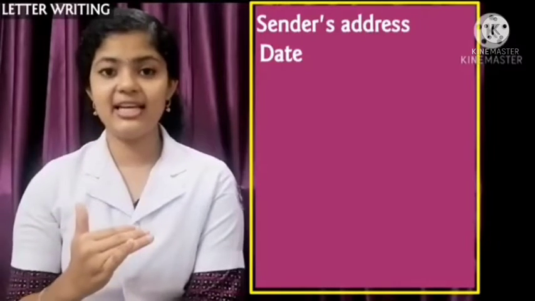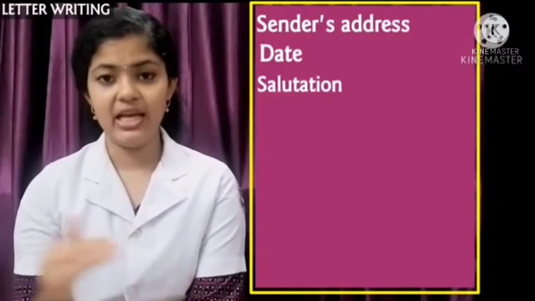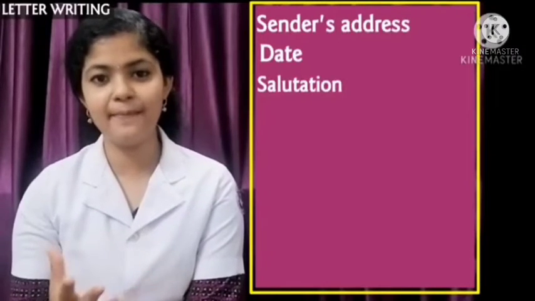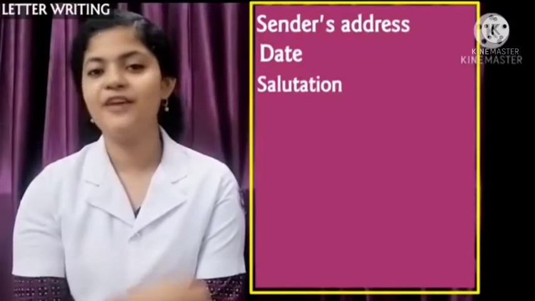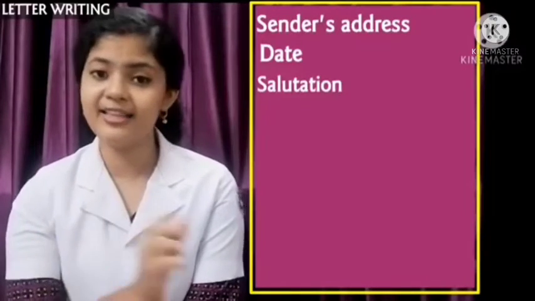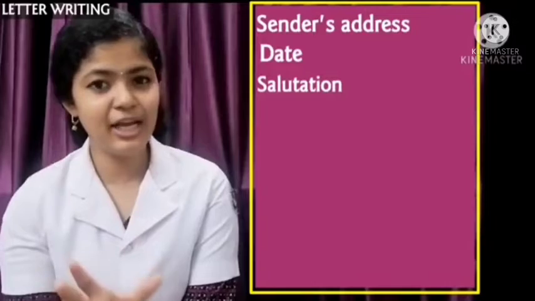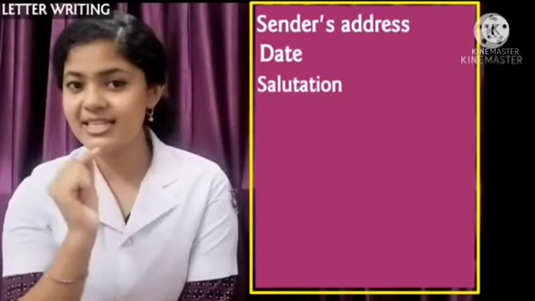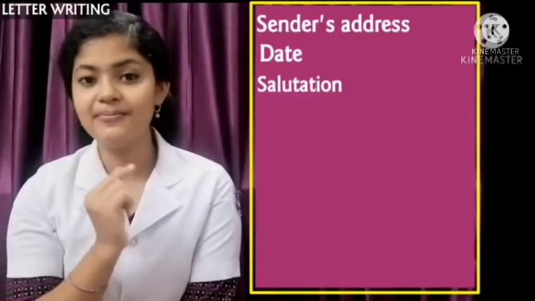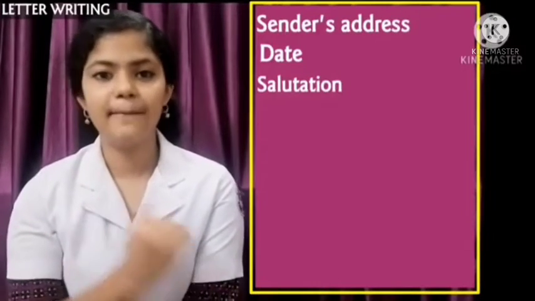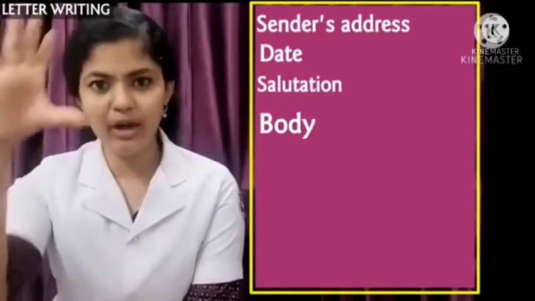And below the date comes the salutation. Salutation is the greeting used in the letter. For example, dear friends. If you are writing a letter to your father, you can start with dear father. So the first is the sender's address, then the date, then the salutation. The next one is the body. What is the body of a letter?